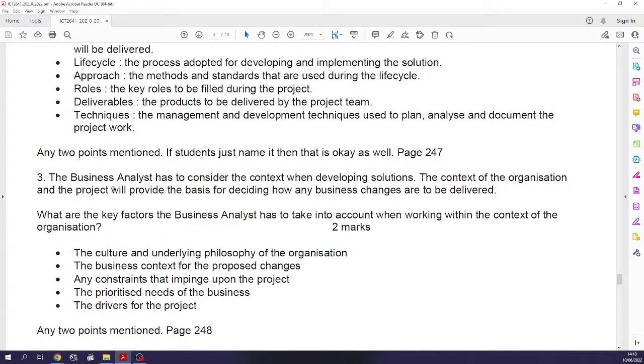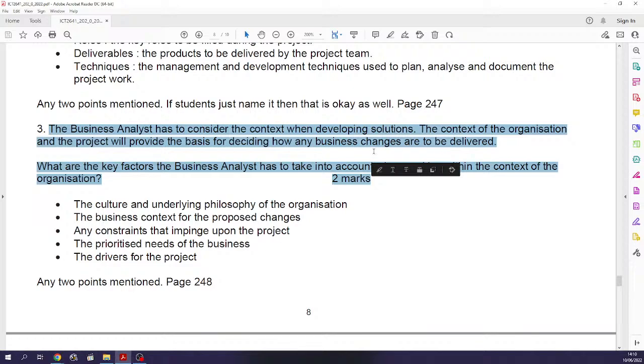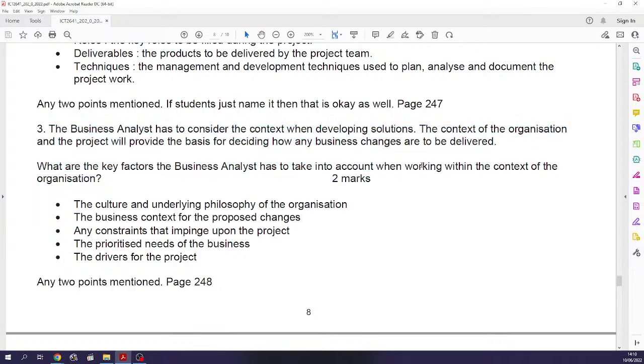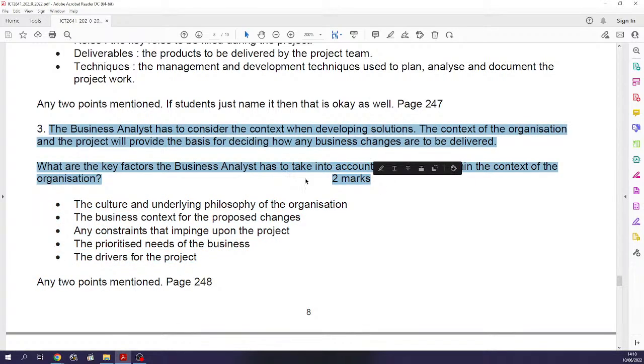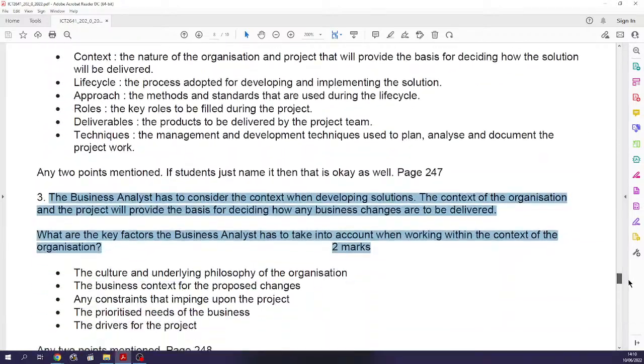The business analyst had to consider the context when developing solutions. The context of the organization and the project will provide the basis for deciding how any business changes are to be delivered. What are the key factors that business analysts take into account when working with the context of the organization? So say you're paging through the paper, you just get a question like this. Now you would have to be able to discern what they're talking about just from this question. What chapter is this?